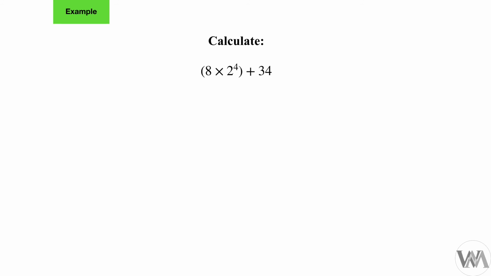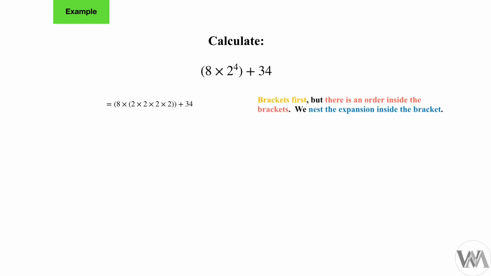In our final example, we have the following. Calculate inside of the brackets 8 times 2 to the power of 4 plus 34 that is outside of the bracket. Here we're going to do something special. We are going to do the brackets first, but since there is an order inside the brackets and there is more than one term, we are going to nest the expansion of that order inside of the bracket. So we're going to have the bigger brackets, 8 times, brackets inside, 2 times 2 times 2 times 2, close that bracket, plus 34. Calculating the expansion first, we are going to get 16.